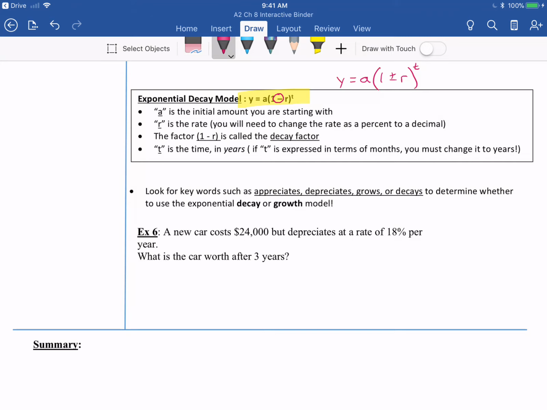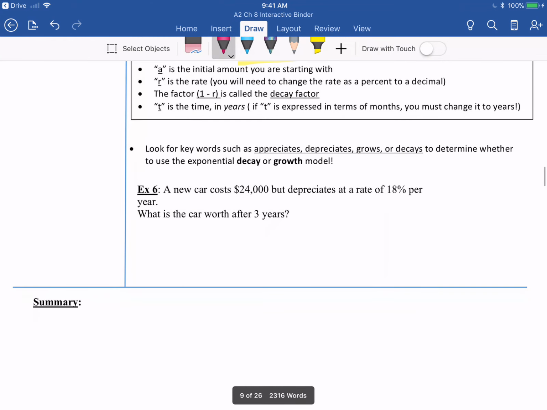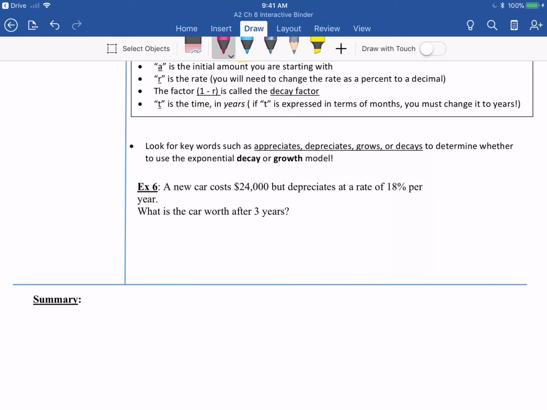Is this specific problem that they're asking me growing exponentially or is it decaying? And that's going to be a huge deal. So as I look at this first one, we have to look at some key words such as appreciates, depreciates, grows, decays. Those are all words that help us say, is this going to grow in value or is this going to decay in value? All right, so example number 6, it says a new car costs 24 grand, but it depreciates at a rate of 18% per year. What is your car worth after 3 years?